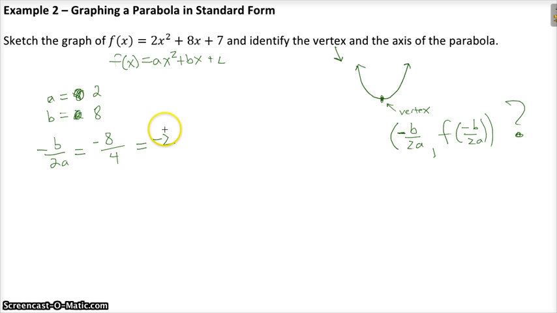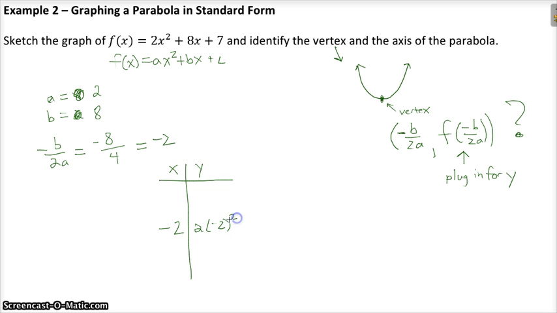Now you might say, what's the point in finding the vertex? Well, I will tell you why it's very important. The vertex is where everything is centered around. So if I plug in negative 2, what this means is that you plug in to find y. So I'm going to plug this in to find out what y is. So 2 times negative 2 squared plus 8 times negative 2 plus 7.